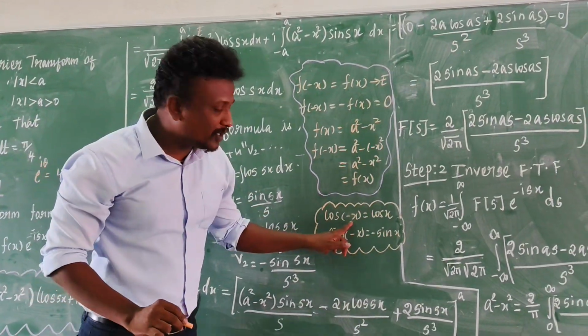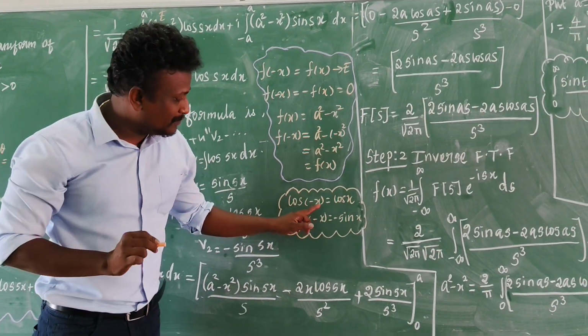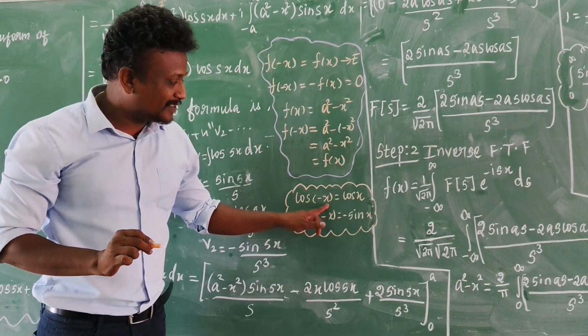Let's come to the second function, cos sx. In cos sx, what you have to do is add a minus before this x. So cos of minus theta is what?